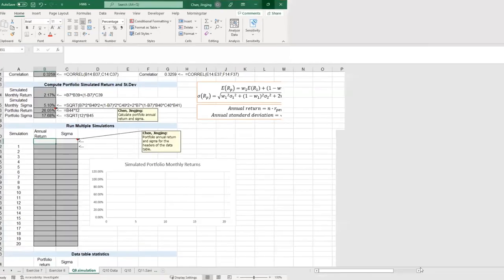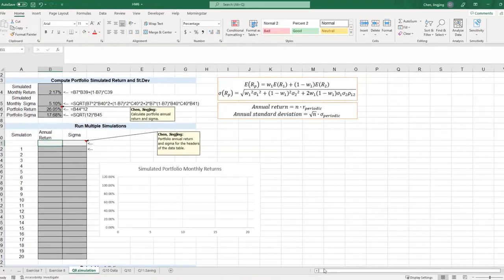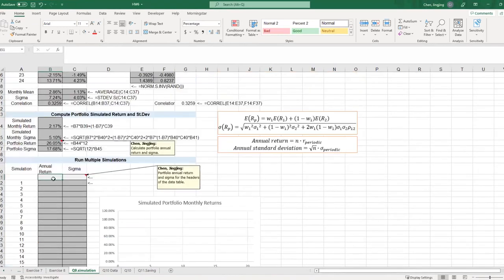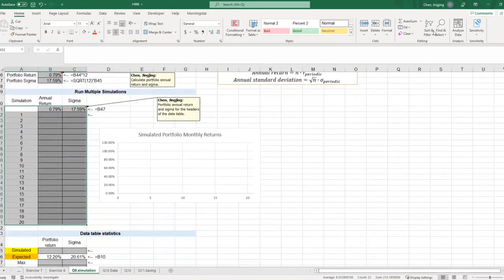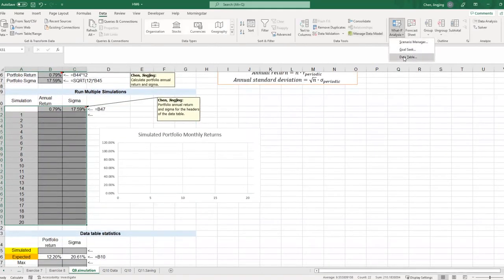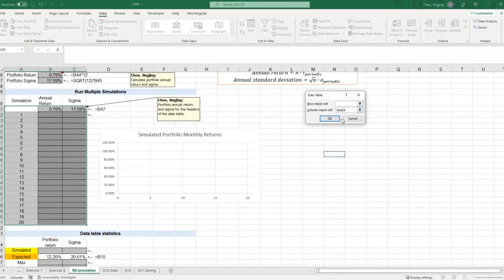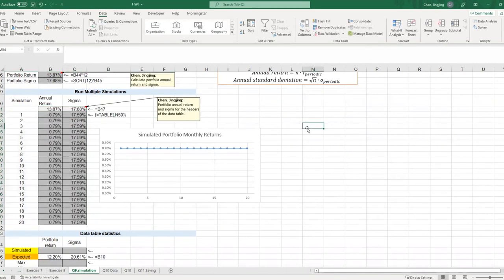And further, we want to run multiple simulations, different experiments. One thing that we can do is to utilize the data table, with return and sigma as outputs. The column input for just generating more simulations will be just any blank cell. Refresh.